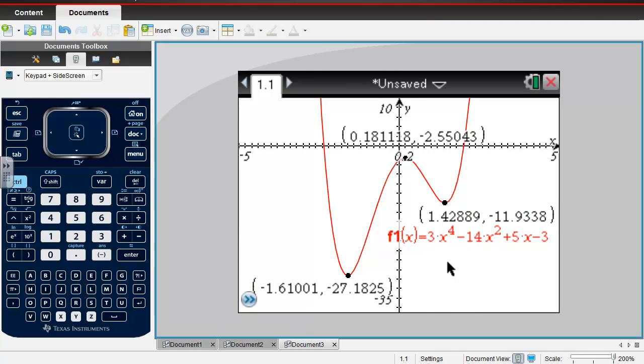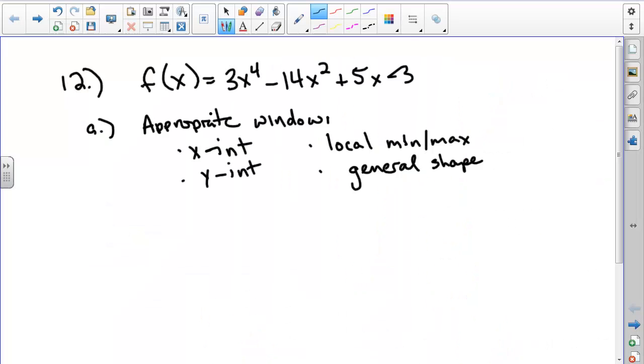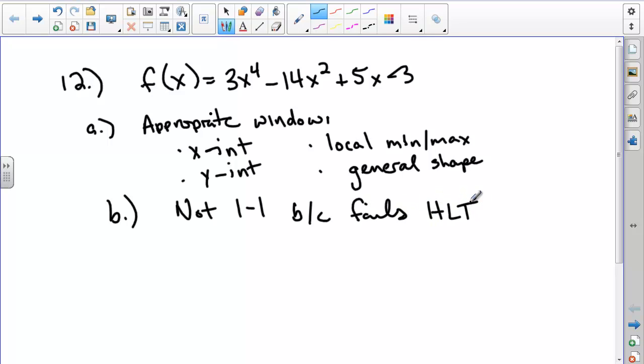So if I were to flip this back over and look at this, I can easily say that it's not 1-to-1 because it fails our horizontal line test, HLT.